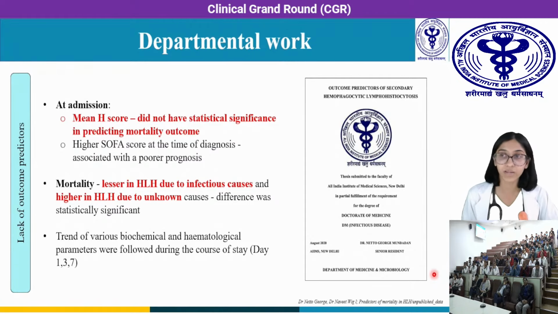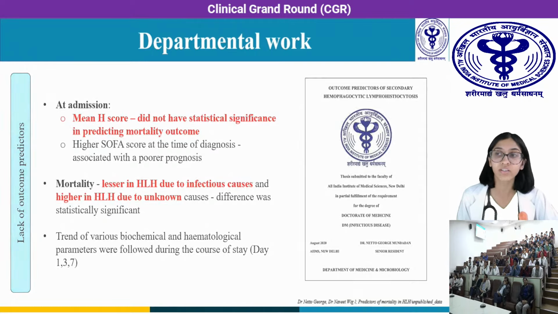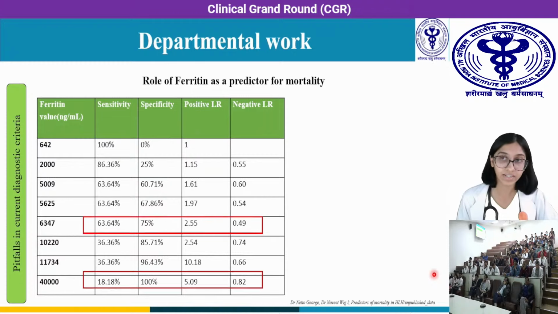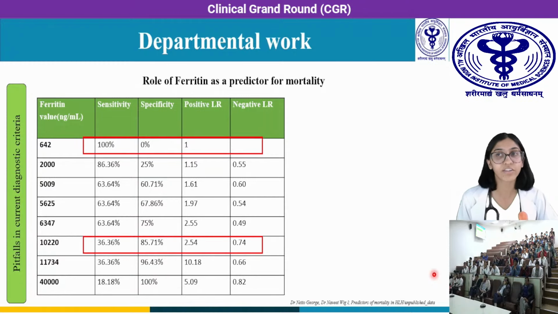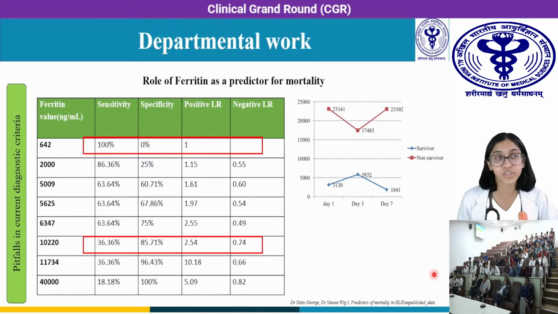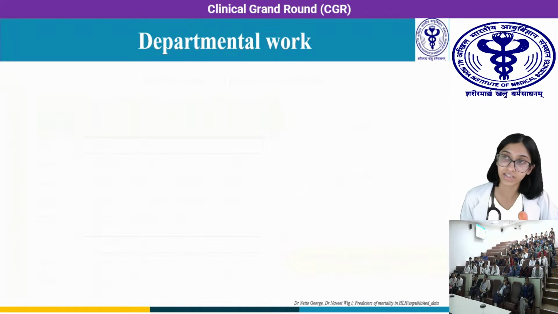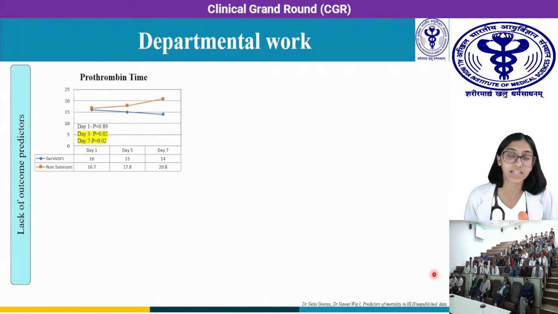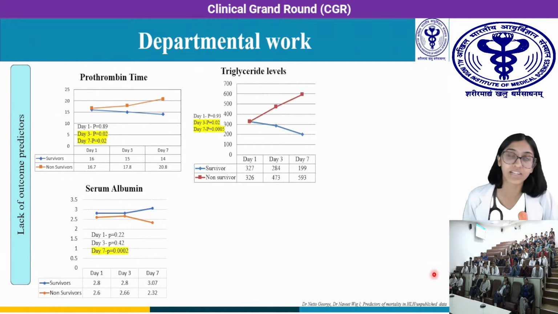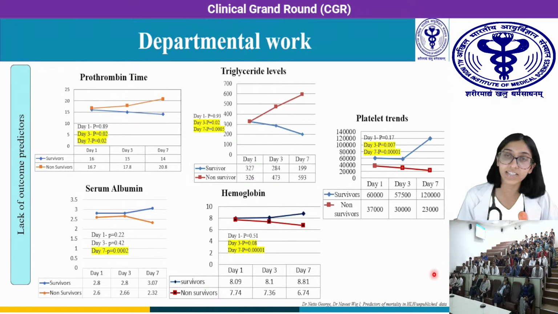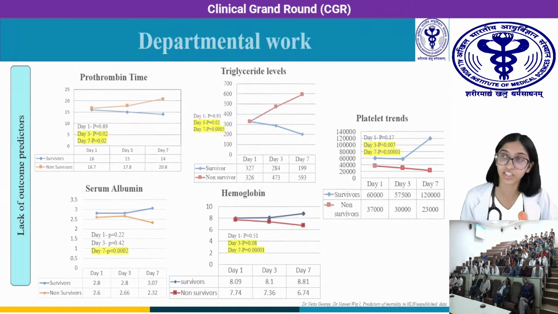Trends of various biochemical and hematological parameters were followed during the course of the hospital stay. Studying the role of ferritin as a predictor for mortality, at a cutoff of 500 to 600 it had a very low specificity. However, as we moved upward to a cutoff of 5,000 to 10,000, it showed a higher odds ratio for prediction of mortality. Similarly, other markers like rising prothrombin time, falling albumin, rising triglycerides, falling hemoglobin, and falling platelet trends at day 3 and day 7 were good predictors of mortality for HLH patients.